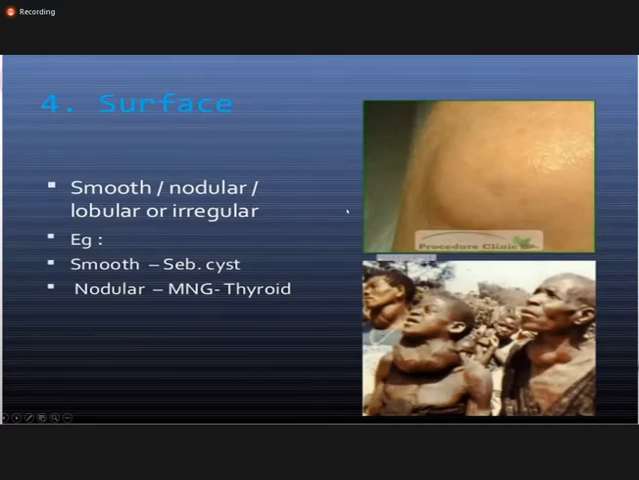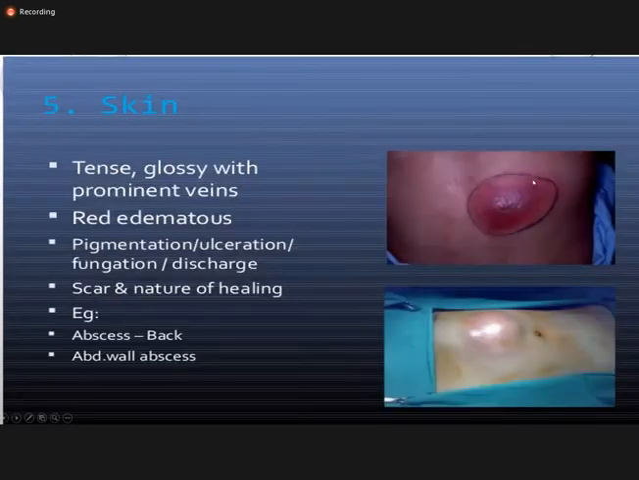Overlying skin, again, I have explained to you that if there is an inflammatory swelling, the skin would be reddened, edematous, and the surrounding area shows erythema as well. These are the erythematous skin. What is the spot diagnosis of this picture?